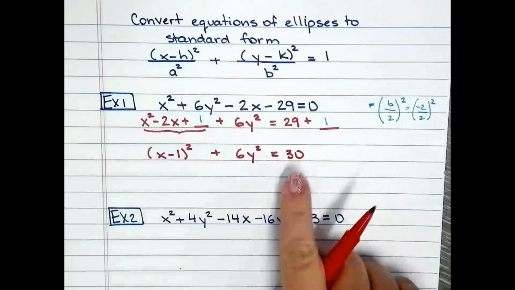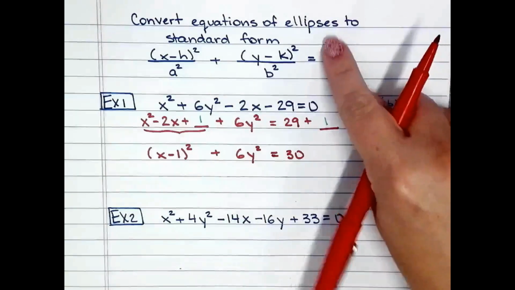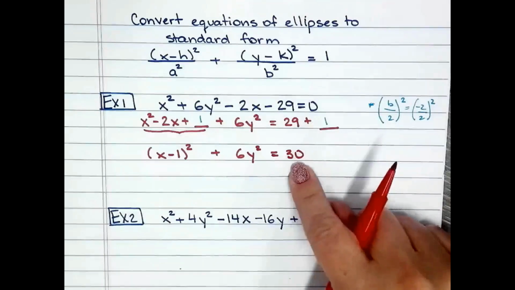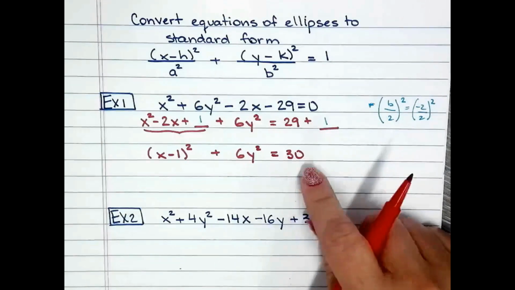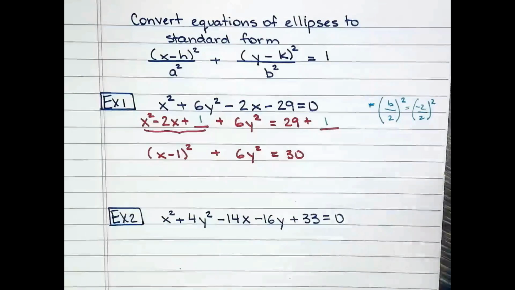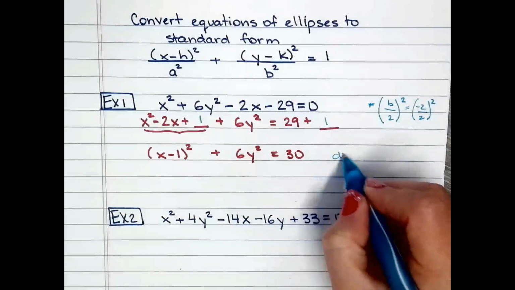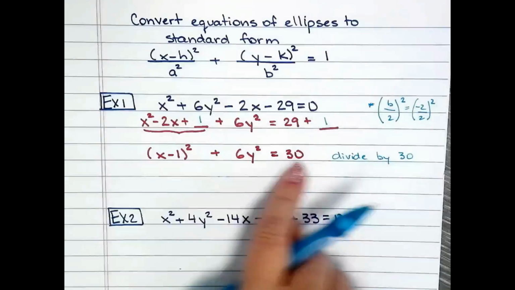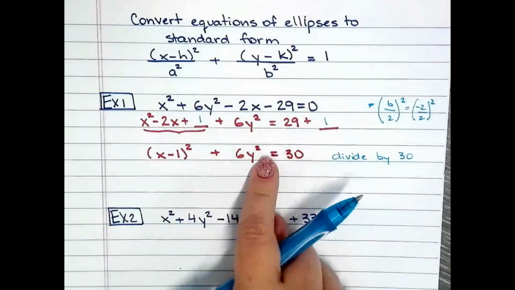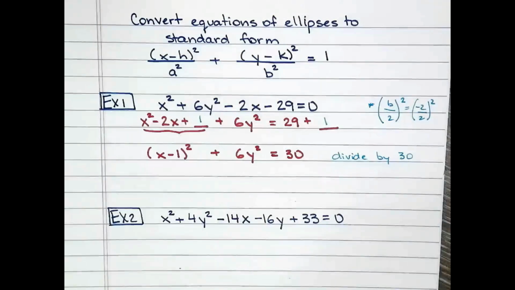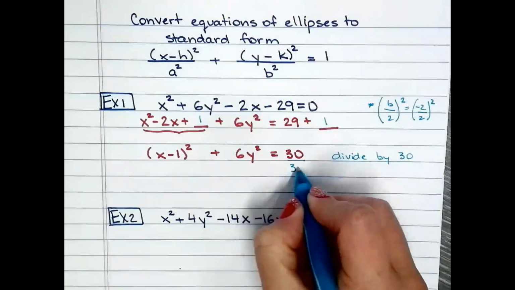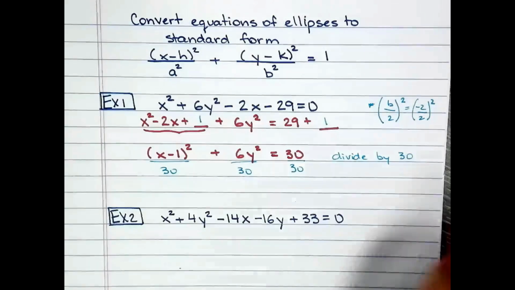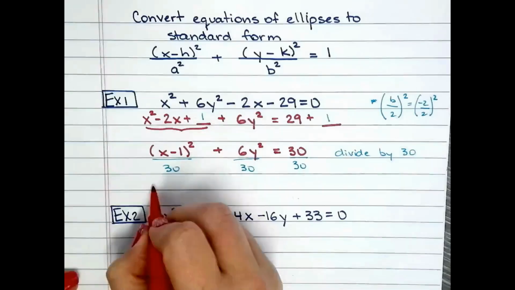All right, but the standard form calls for equal to 1 right here. How can I make that happen? Well, if I divide everybody by 30, so write yourself a little note right there, divide by 30, you can get 1 right here, so you can make it equal to 1. So you divide everybody by 30, and that should be it.